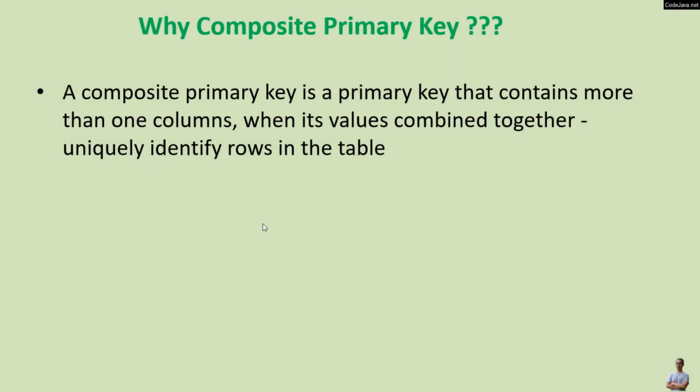So why composite primary key? A composite primary key is a primary key that contains more than one column, and when its values combined together, uniquely identify rows in the table.